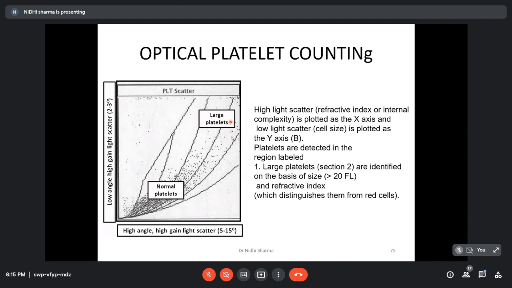You know, there would be very few cells in the larger platelet area, and most of the cells would be in the normal platelet area. If you remember, our platelet graph is a little left skewed because most of the cells are a little smaller in size. So this will help us in interpreting the platelet O graphs that I would be showing you now.